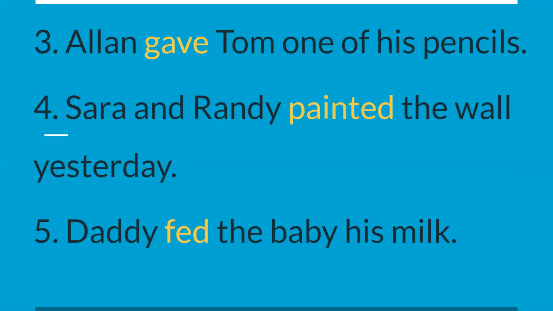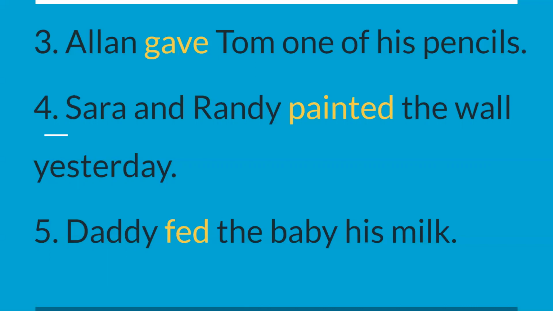Sarah and Randy painted the wall yesterday. Our verb is painted, and we ask ourselves, painted what? The answer, the wall. Another transitive verb. And our fifth sentence, Daddy fed the baby his milk. Fed who? He fed the baby. So another transitive verb. They all have direct objects.